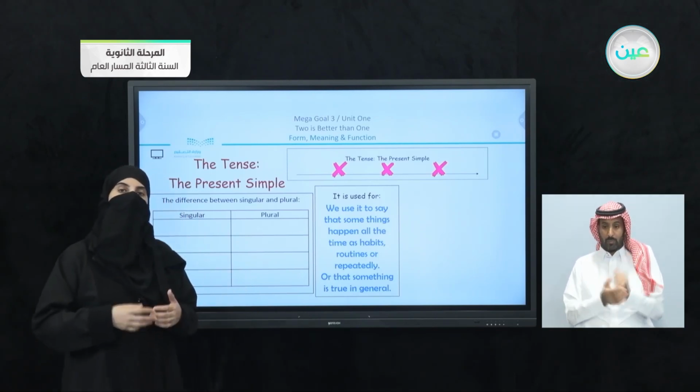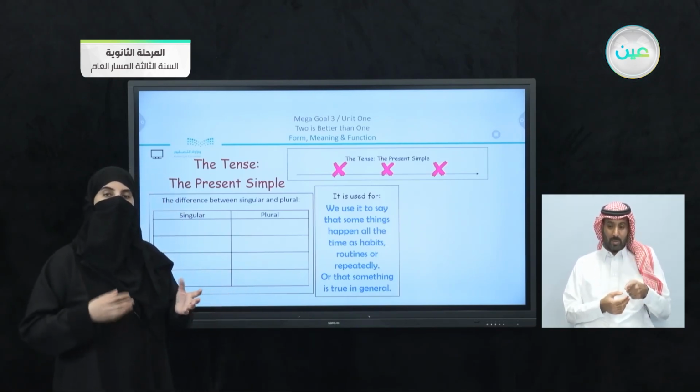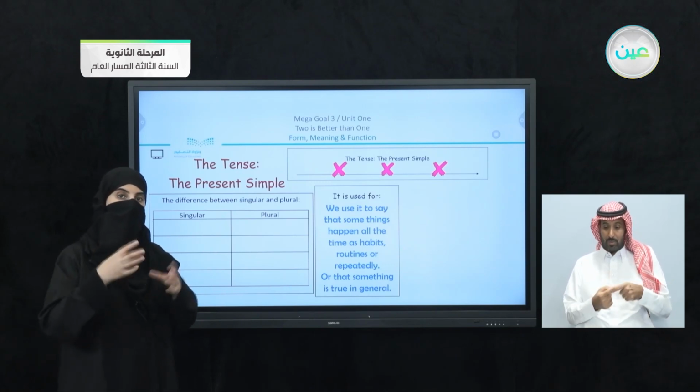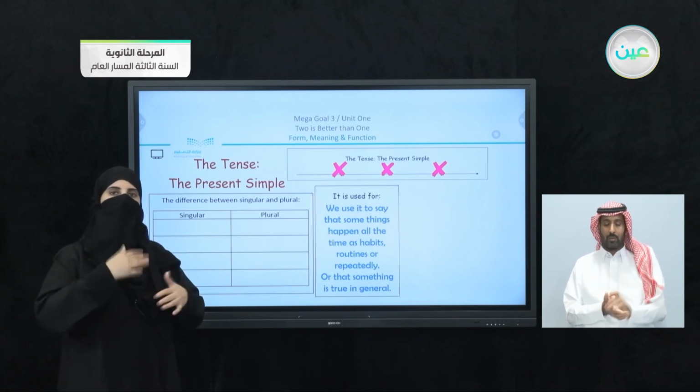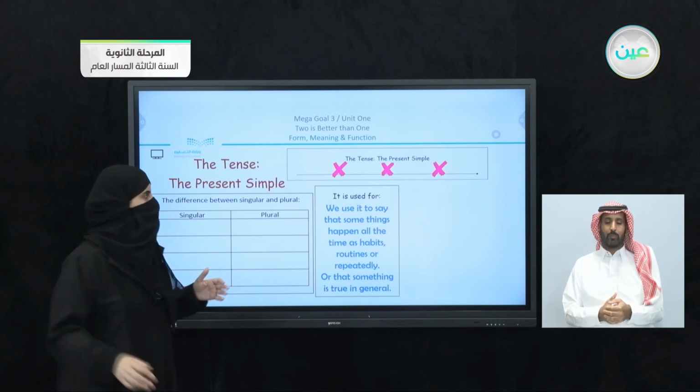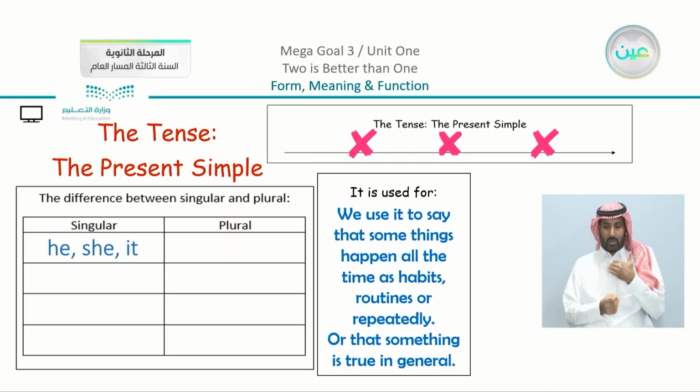for example, like praying. Now we pray 5 times a day. Is it something that is concluded one time or in a specific time? No, it is something that happens all the time. So we have here the present simple as a structure.